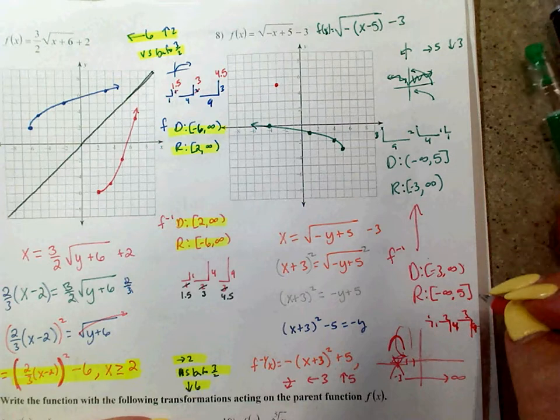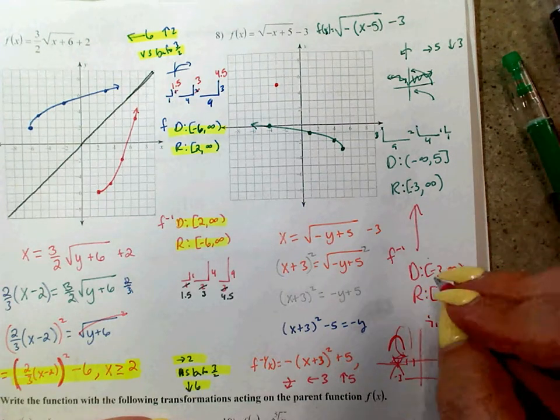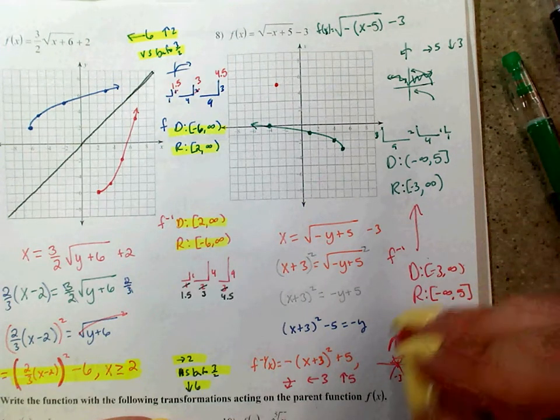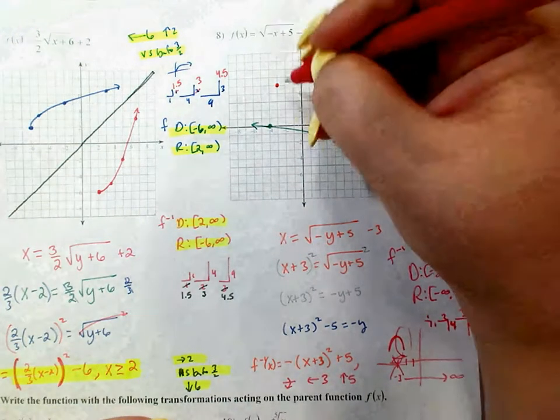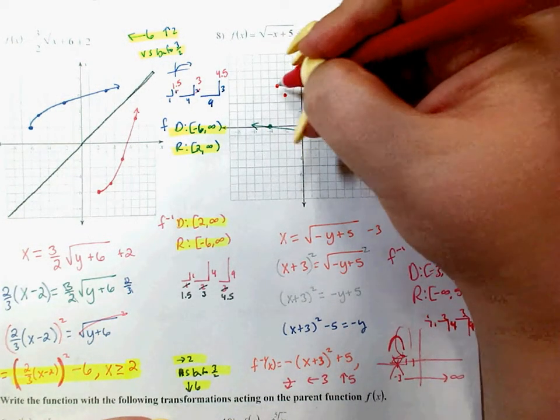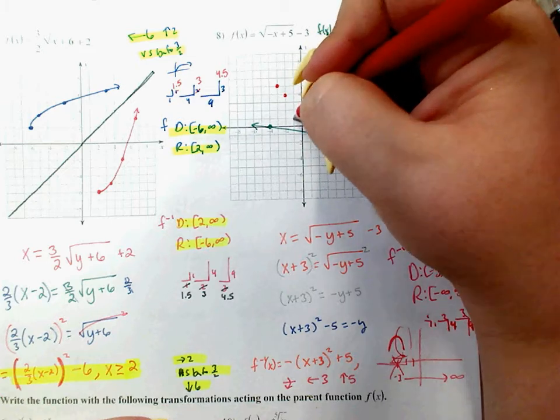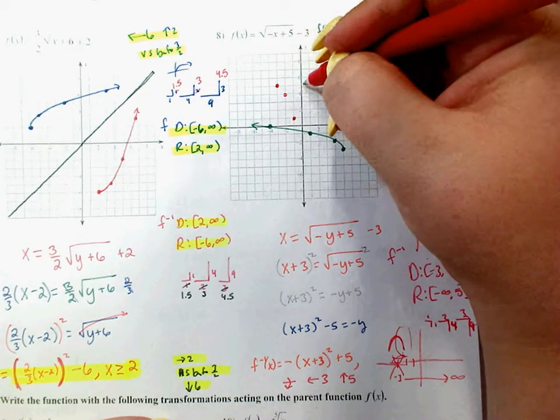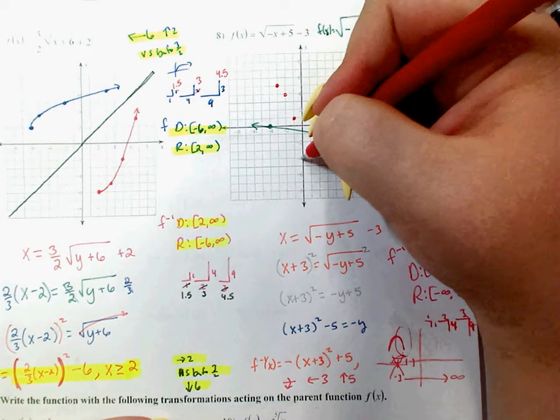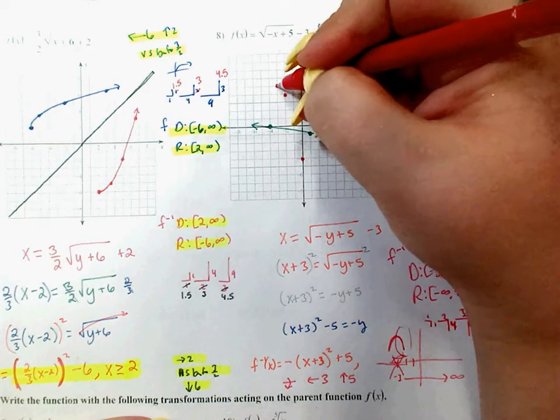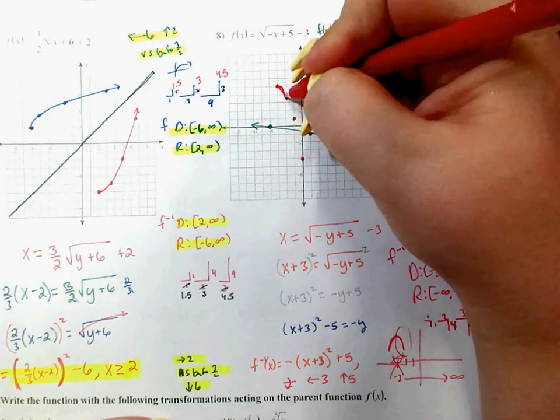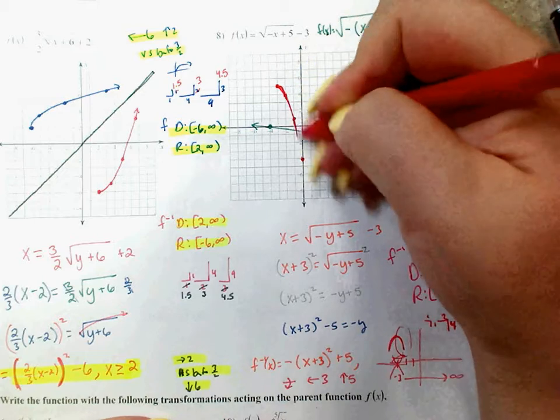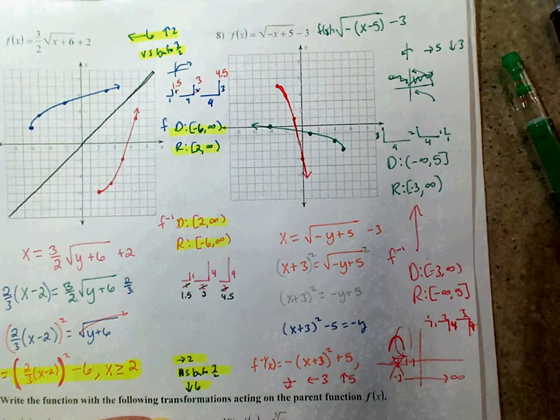I guess normally it's over and up, to the right and up, but since it's reflected over the axis, to the right and down. To the right 1, down 1. To the right 2, down 4. To the right 3, down 9. I'm at 5, so that puts me at -4. And that is the reflection.